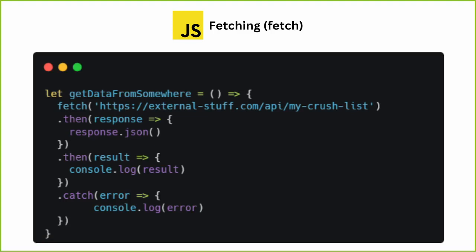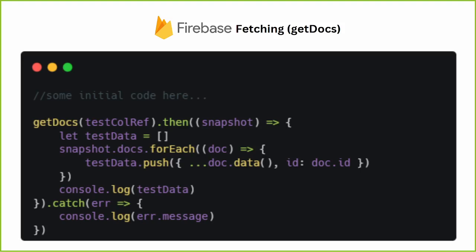Okay, so that's fetching data from JavaScript. Now let's look at Firebase. So with Firebase, you pass in a reference to your collection, which we will talk about later. And then through getDocs, a dot then, because it returns a promise, the resolve value. And then how do you handle it? As I've said, guys, it's not the same across different kinds of APIs. For Firebase, this is how you handle it.